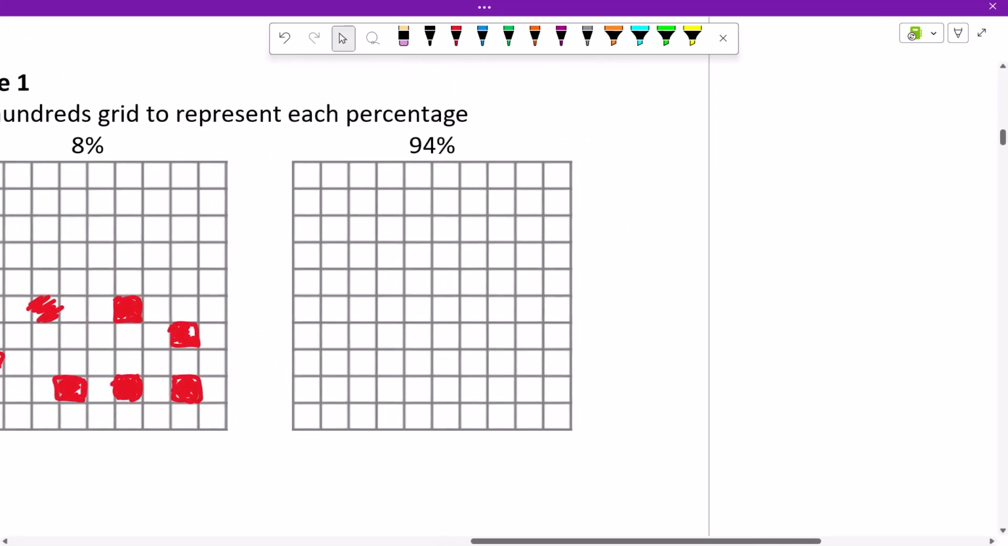Okay, so next one, 94%. How many are we going to shade in? 94. How many are we not going to shade in? 6. So maybe it's easier to think of it: just leave 6 blank and shade in the rest. All right?